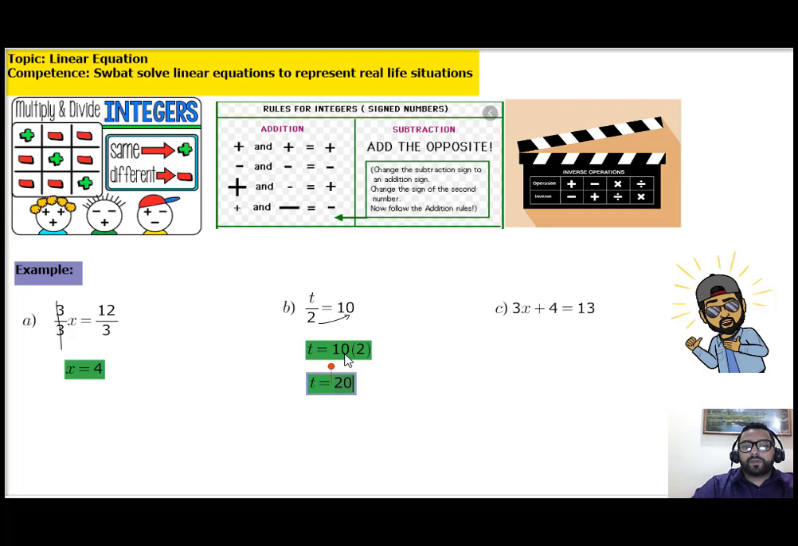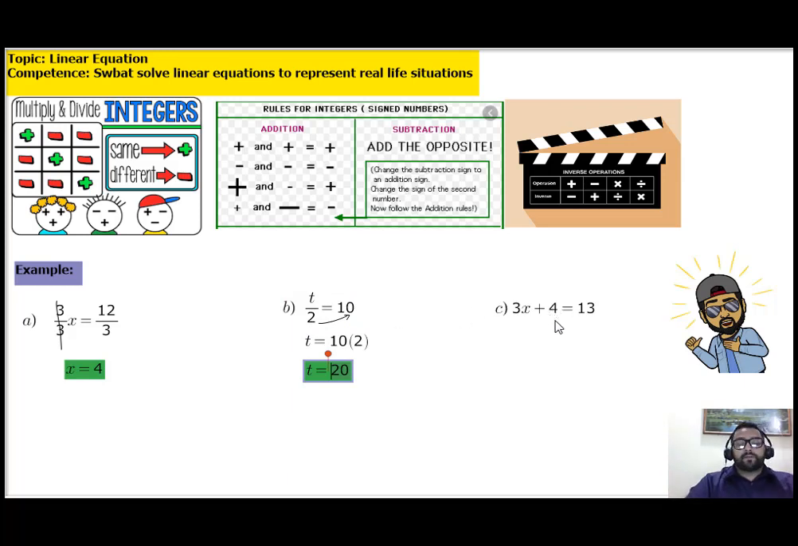Remember, you can prove these equations by checking the value you get for the variable. In this case, we get 20. If you replace the 20 instead of t, it's going to be 20 divided by 2 is equal to 10, and you have the equality.